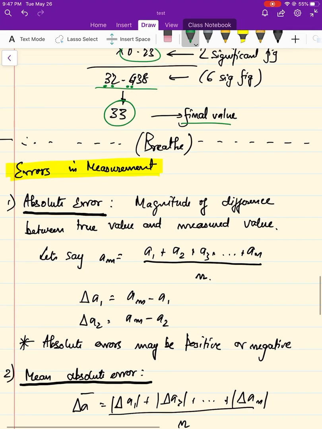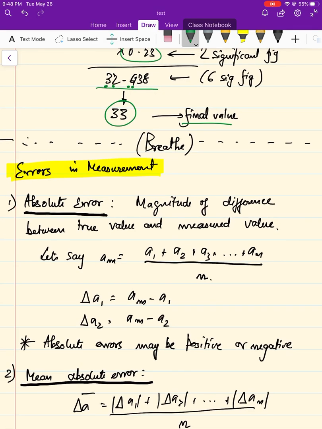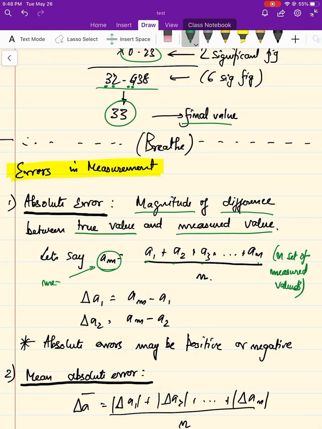There are a few different types of errors that we'll discuss. The first one is absolute error. It is the magnitude of the difference between, and let's note it word by word, the true value and the measured value, right? So let's say we have n measured values, numbered a1, a2, a3 till an, and we add them up and divide by n. So am is the mean, the arithmetic mean, to be precise, of the set of values that I've measured.